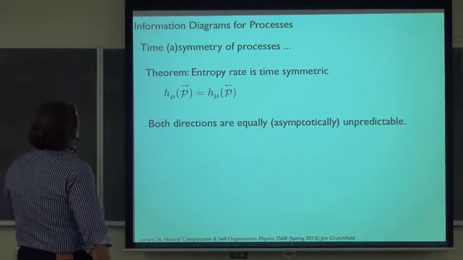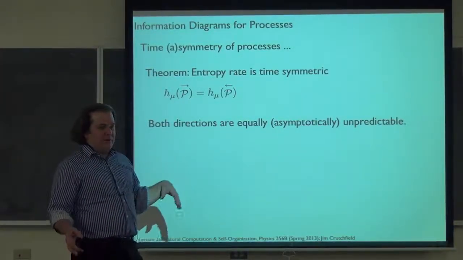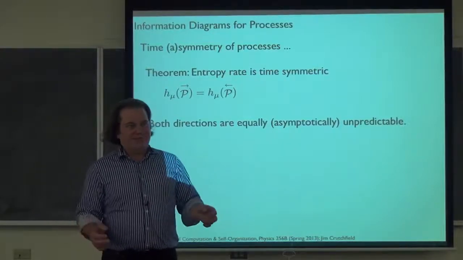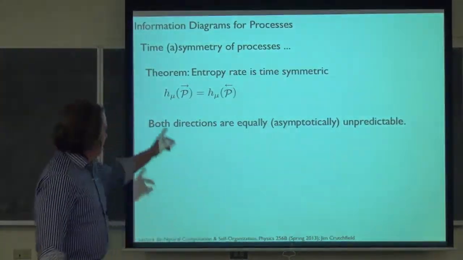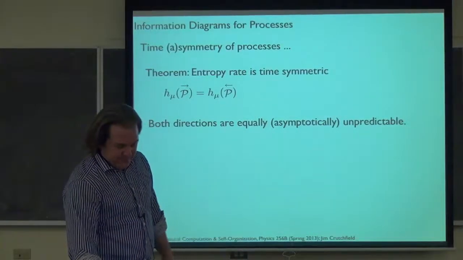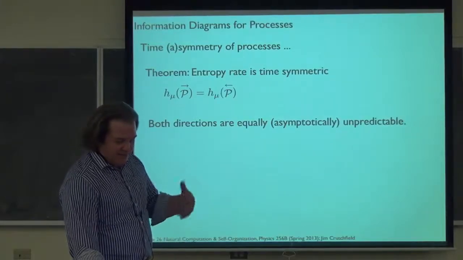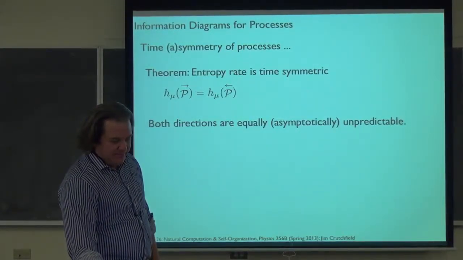So the entropy rates are time symmetric. Both directions are equally predictable, if you like, or at least equally predictable asymptotically, right? H mu is the asymptotic large conditioning history limit.